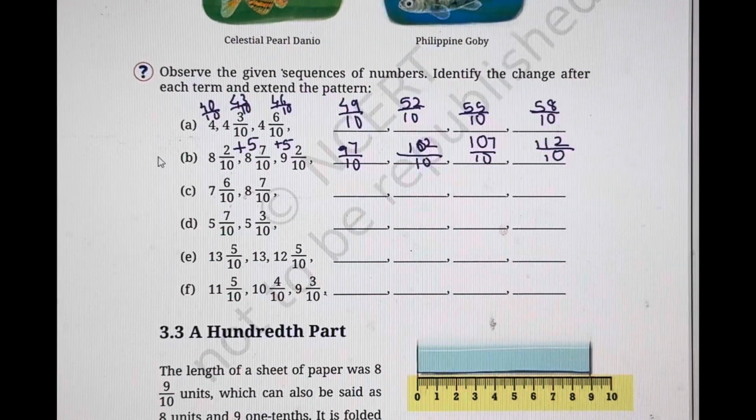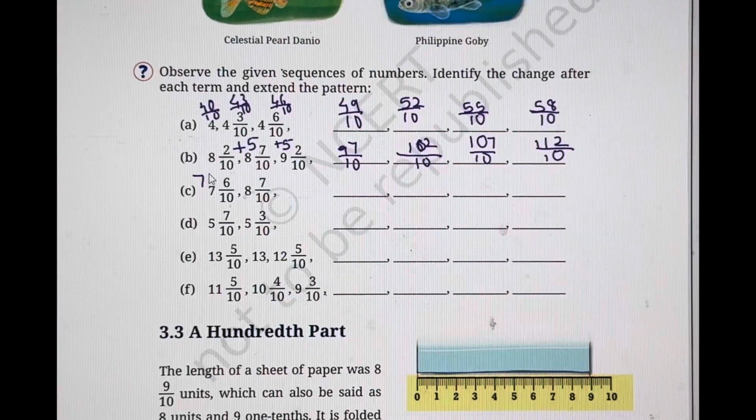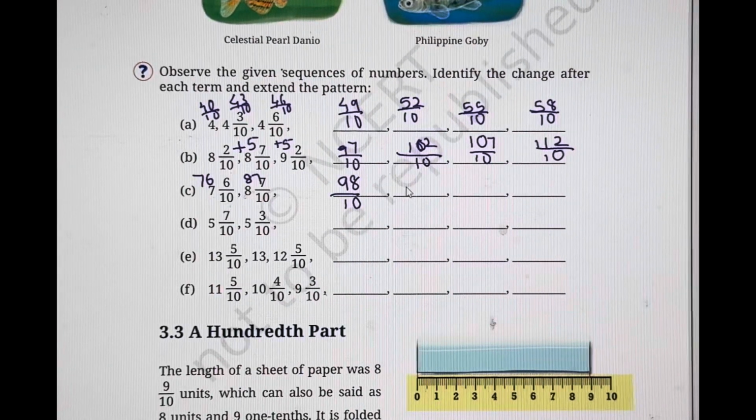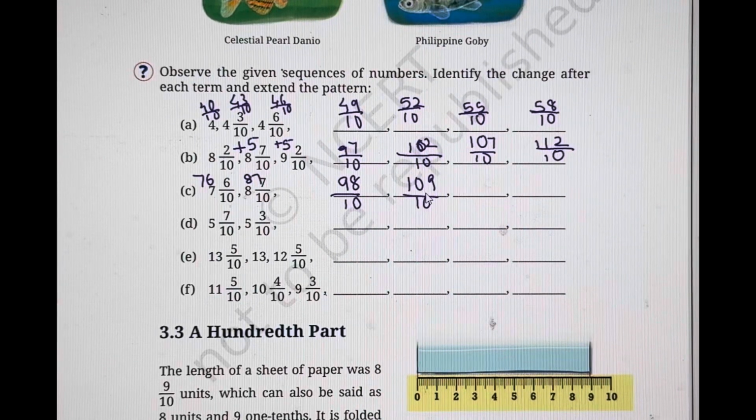Question C. This is 76. I'm just writing the numerator. This is 87. If you see the difference, 76 plus 11 will give you 87. So what we are adding over here is 11 in the numerator. So 87 plus 11 gives you 98 upon 10. 98 plus 11 gives you 109 upon 10. 109 plus 11 gives you 120 upon 10. And this is actually equal to 12. Okay. And then plus 11 gives you 131 upon 10.